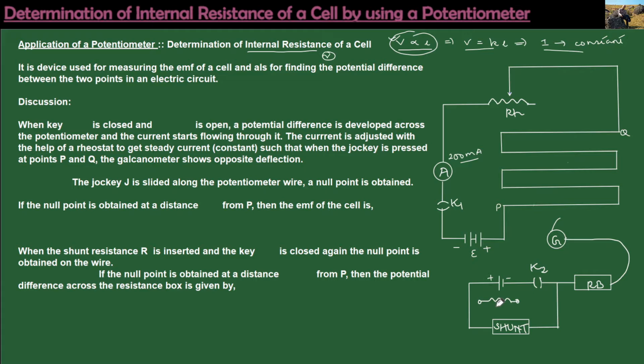Let the resistance of that cell be R. In this case, that means this circuit is apart from the main circuit. This circuit, which is connected away from the main circuit, is what is known in the lab as the auxiliary circuit.